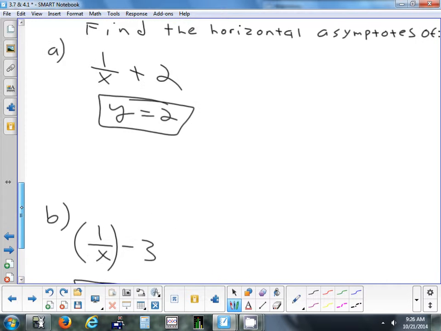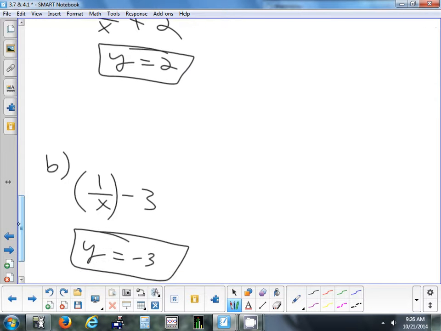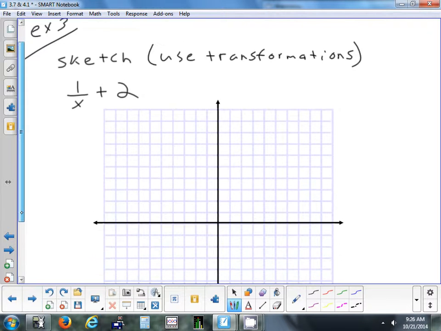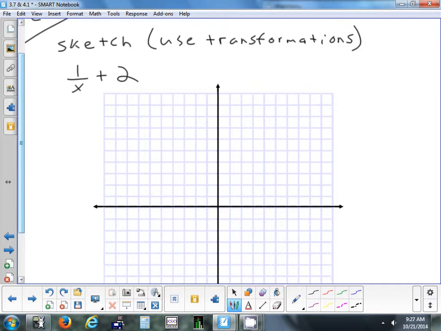Okay, and all that these two graphs really are is transformations. The +2 and the -3 are vertical shifts. So all the transformations that you already know apply to these functions as well, and we'll use that idea when we sketch it. If you know how to sketch 1 over x, just shift the whole thing down 3. Okay. So let's start off by sketching the graph of 1 over x plus 2.